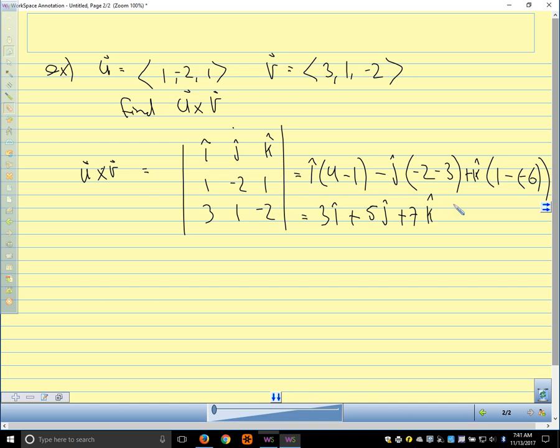What would we do next if the problem said, verify that u cross v is orthogonal to both u and v? What would we do? Dot product. We do the dot product of this with u and the dot product of that with v, and we should see that they're both equal to 0.